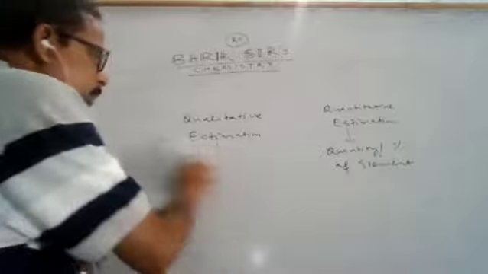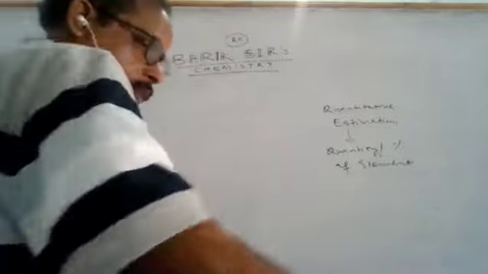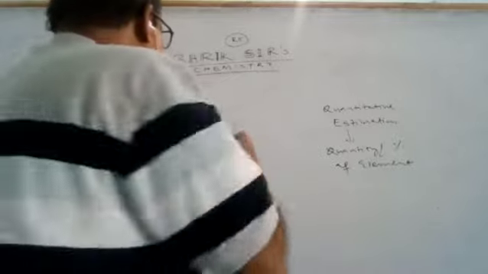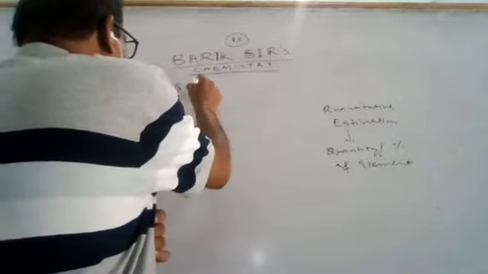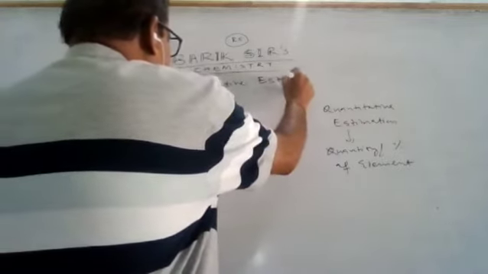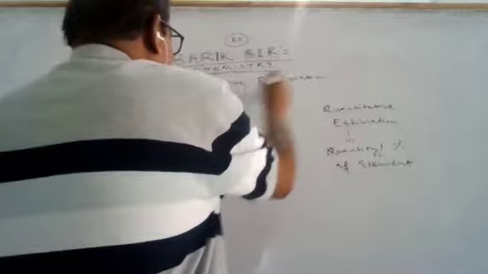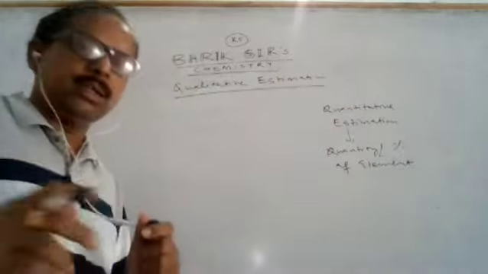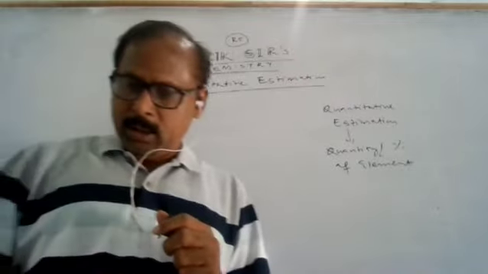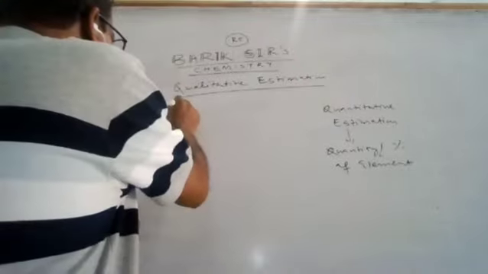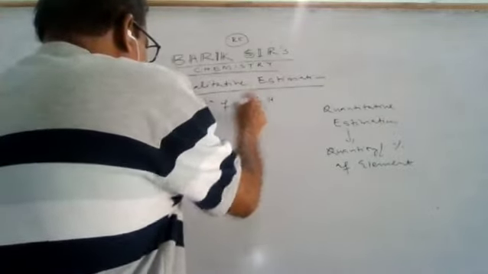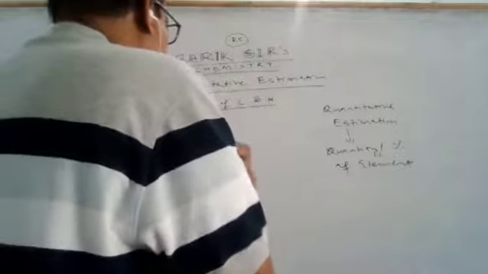So first of all, we will start with the qualitative estimation. Qualitative estimation, let me write down here. That means we can know the nature of elements present in the organic compound. So in qualitative estimation, first we will see the detection of carbon and hydrogen.